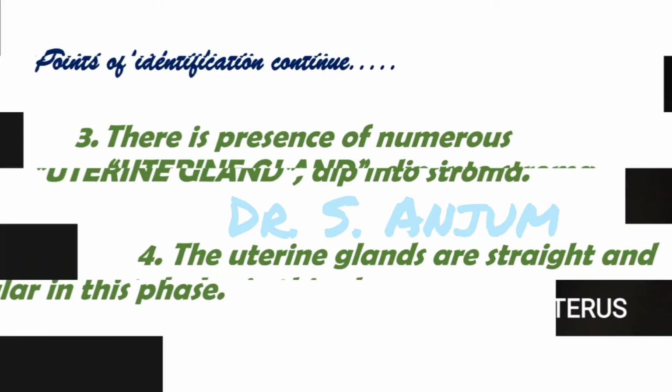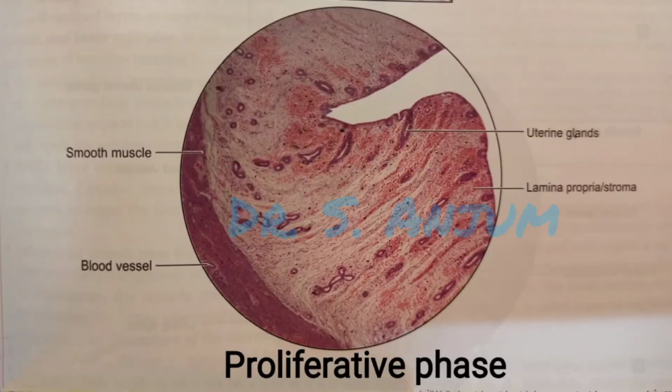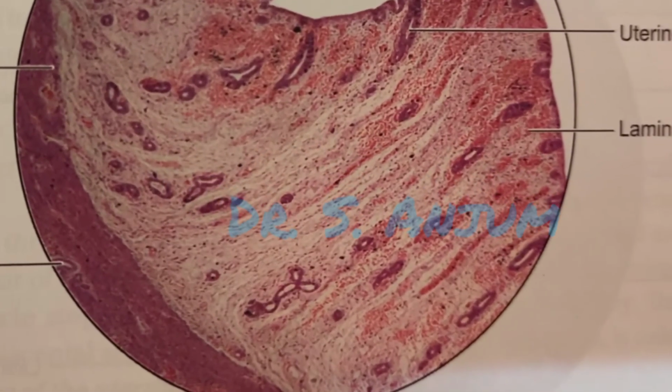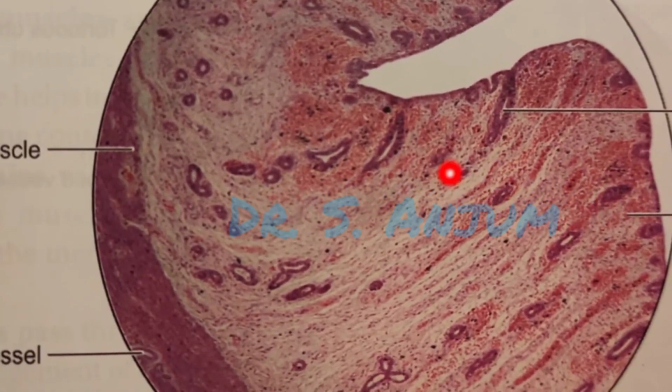And tubular. You can see here it is straight and tubular, and this part is muscle layer. This is another slide, you can see here. These are glands. This is a diagrammatic representation.